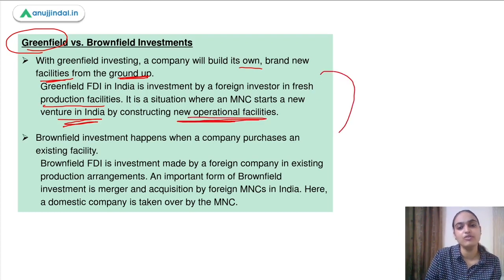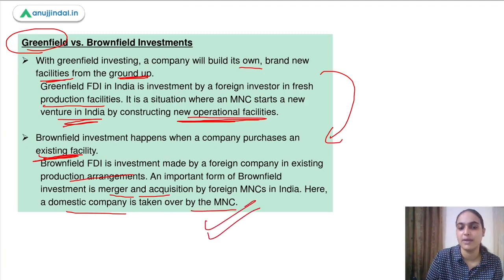Alright, and brownfield is when you are merging with someone, acquiring some firm. It happens when a company purchases an existing entity. So brownfield FDI is investment made by a foreign company in existing production arrangements. An important form of brownfield is merger and acquisition by foreign MNCs in India. Here a domestic company will get taken over by an MNC. So we have seen major brownfield investments this time.